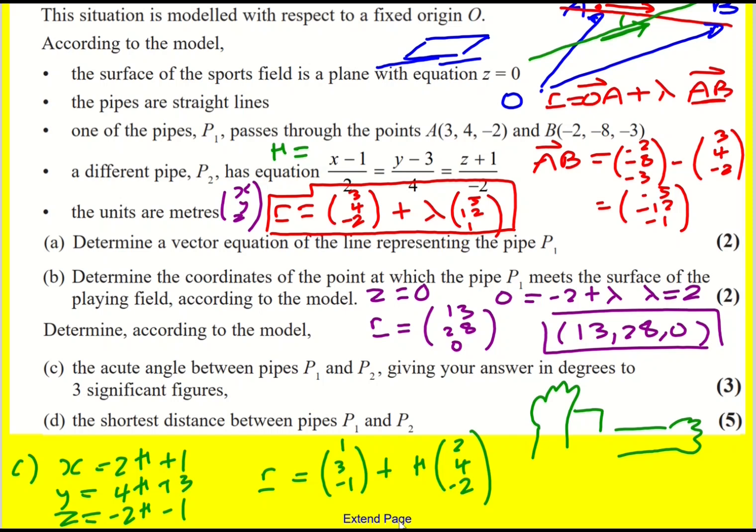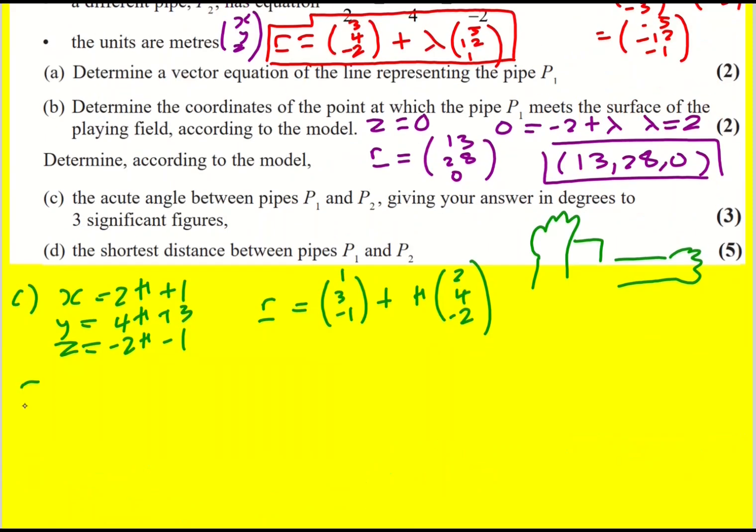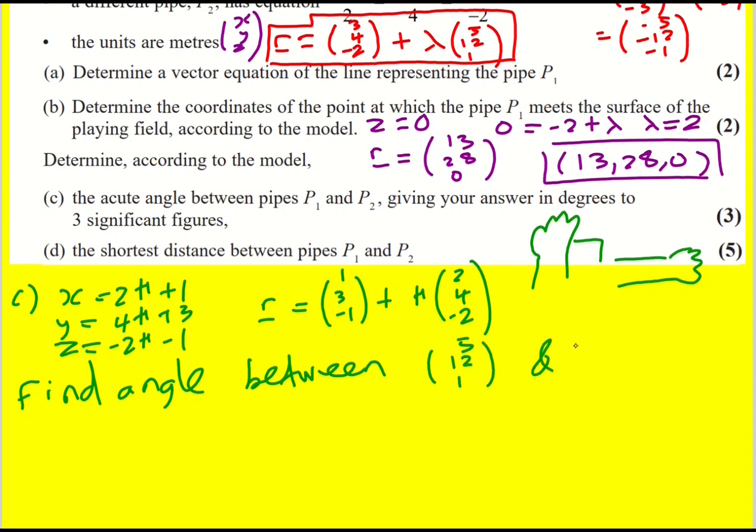So I now have two direction vectors. Find the angle between 5, 12, 1, and, do you know what? I am going to divide it through by 2. 1, 2, minus 1. Because all I've done is divide that 2, 4, minus 2 by 2.